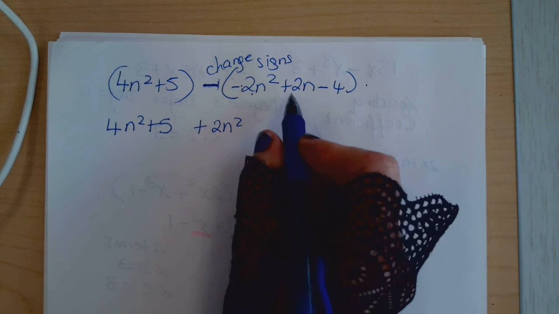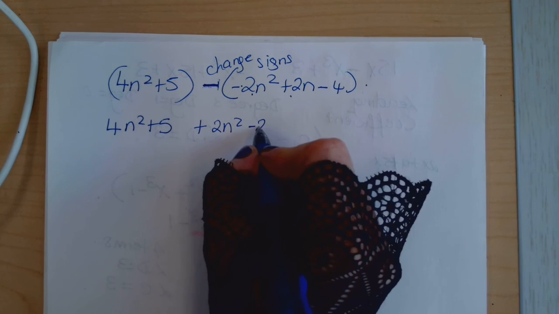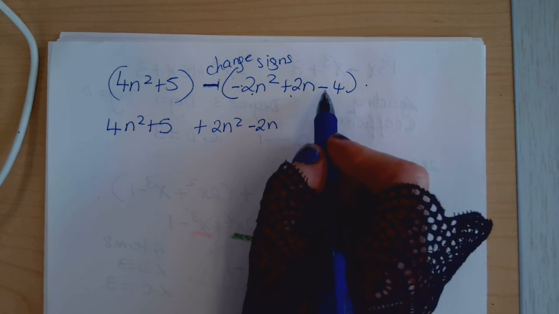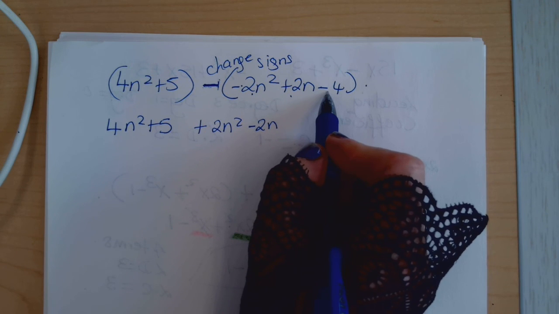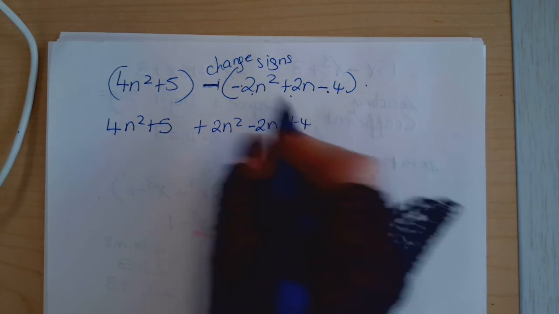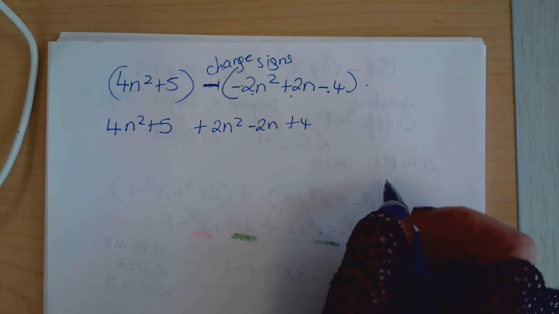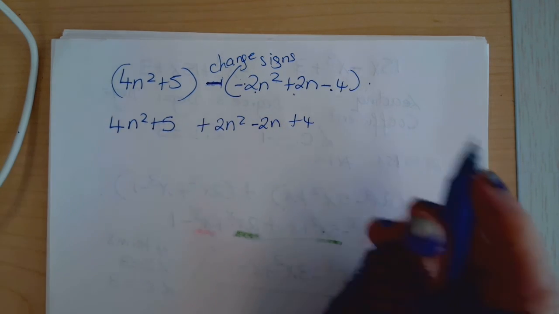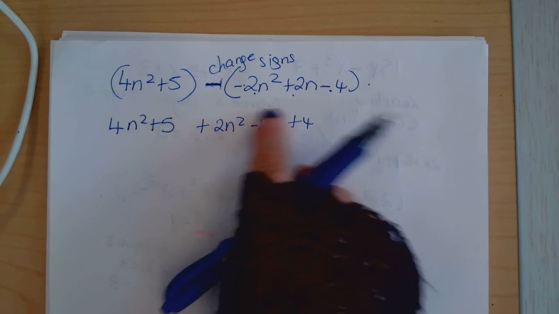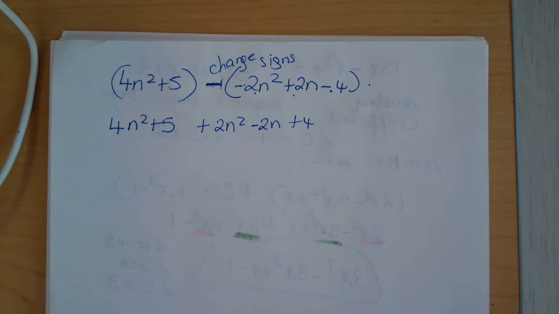Okay? So this plus 2n now becomes a minus 2, and that's the biggest thing that you have to remember. The minus 4 is really a plus 4, because remember, if I multiply by negative 1 it changes everything. So that's the one thing you have to do when you have subtraction. You've got to change the signs, and then do the same thing you did, add them together.